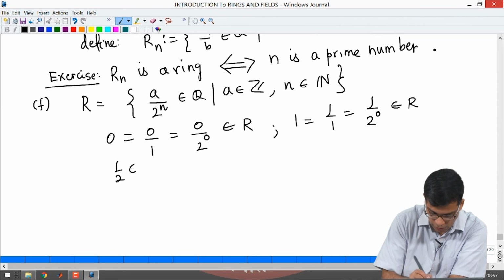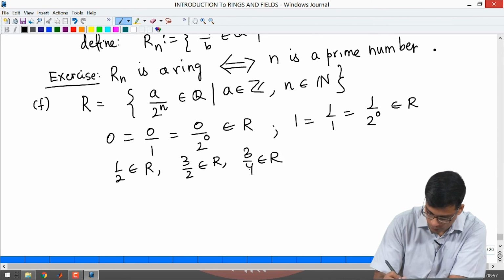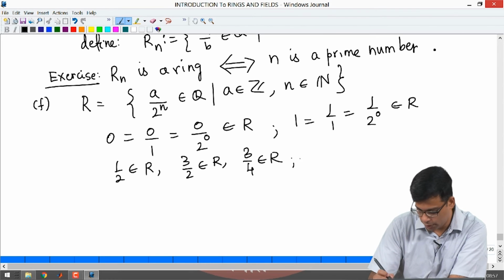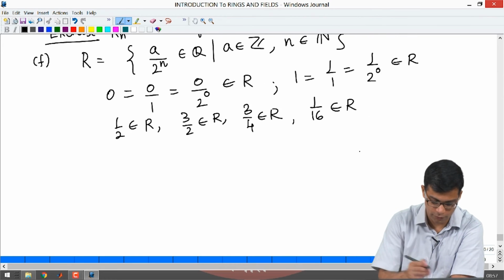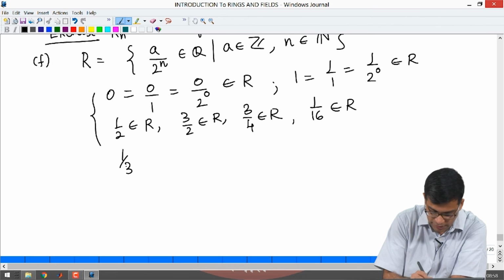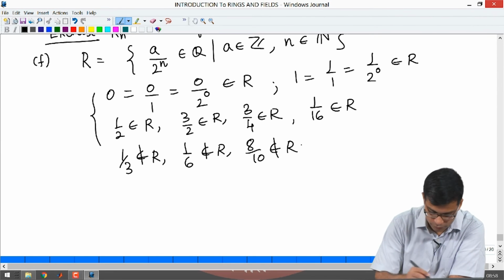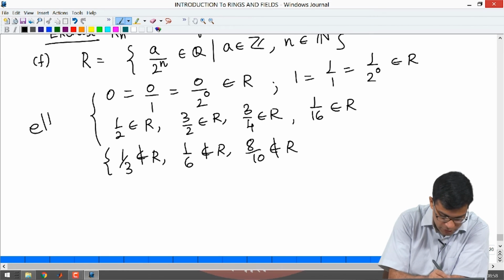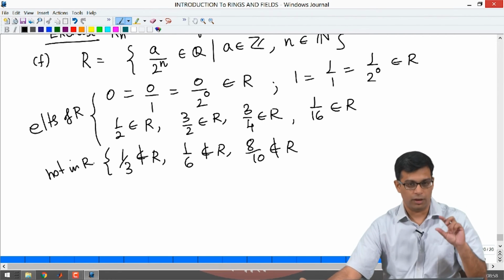1 by 2 is of course in R, right. 3 by 2 is also in R, 3 by 4 is in R, and 1 by 16 is in R. So, these are all elements of R. On the other hand, 1 by 3 is not in R, 1 by 6 is not in R, 8 by 10 is not in R, and so on. So, these are elements of R, these are not in R. So, again the test is very clear, to be in R in the simplest form.